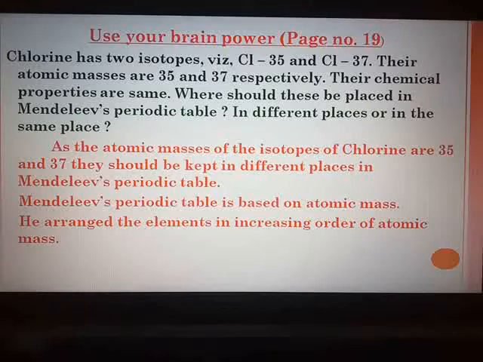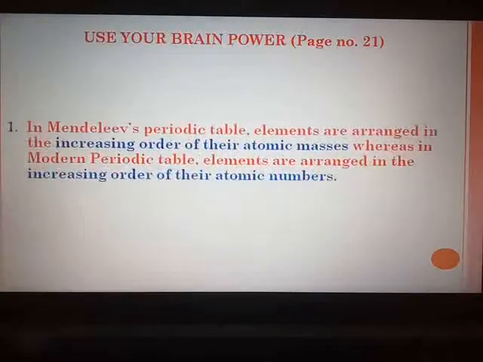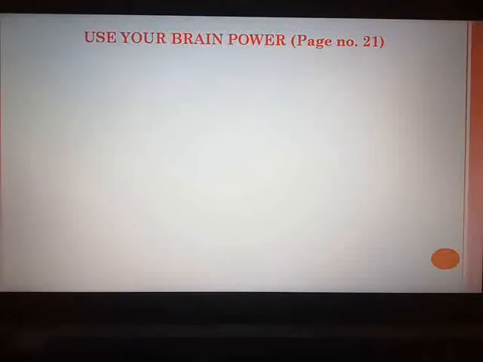Page number 20, we are not going to do any activities. Page number 21 has very important activities from the board exam point of view, if there is no reduction in syllabus. Page number 21, keep the textbook open because the questions are very lengthy. I have not copied the questions. Use your brain power. Yellow colored block in the center of the page.